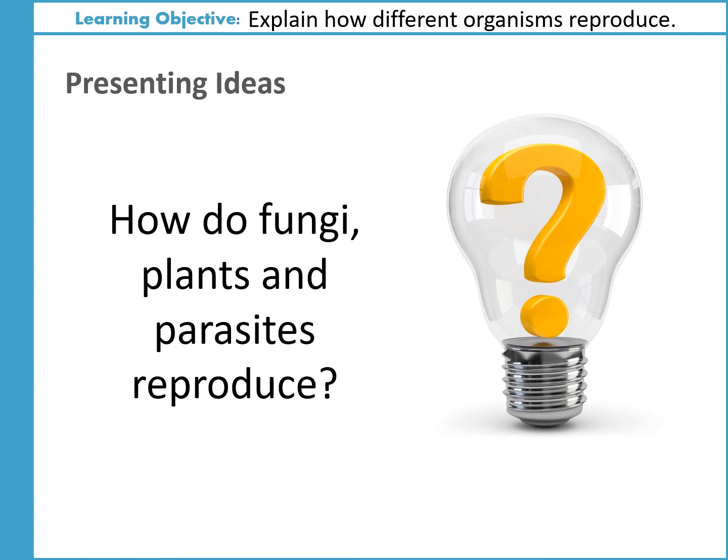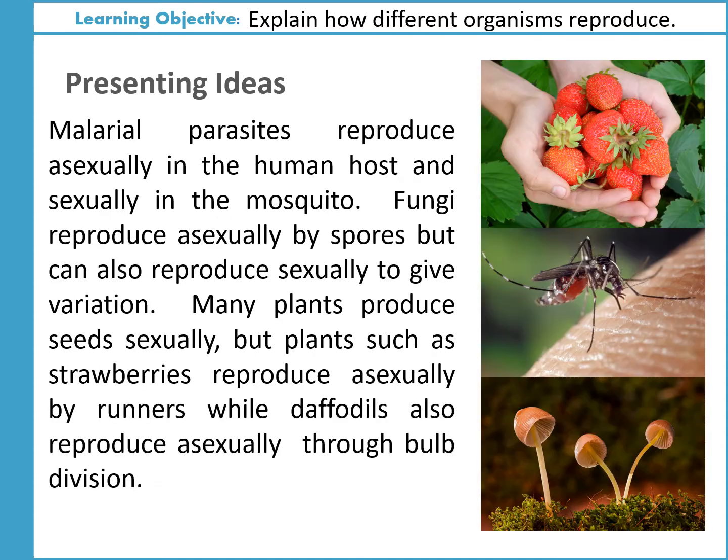So now we're going to have a look at fungi, plants and parasites, and we are going to see how each of them use both sexual and asexual reproduction in their life cycles. Malarial parasites can reproduce asexually in a human and sexually in the mosquito. We'll have a look at that in more detail in a moment.